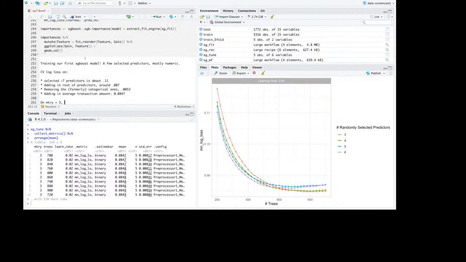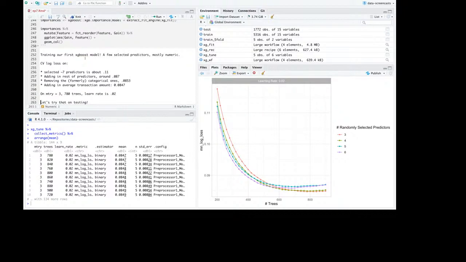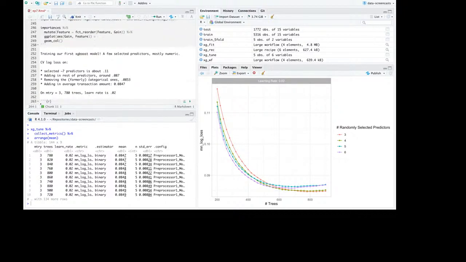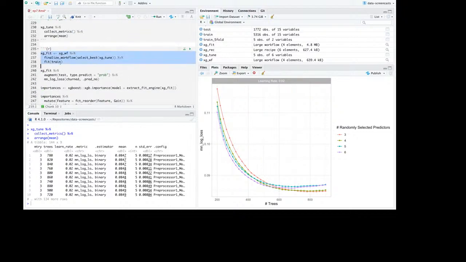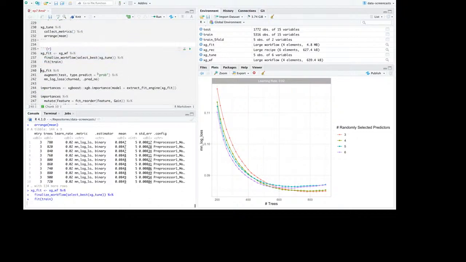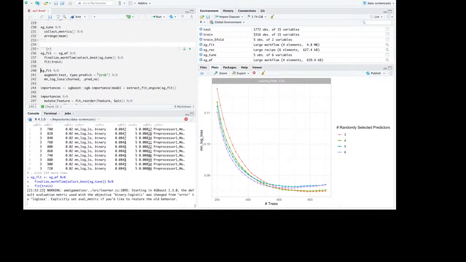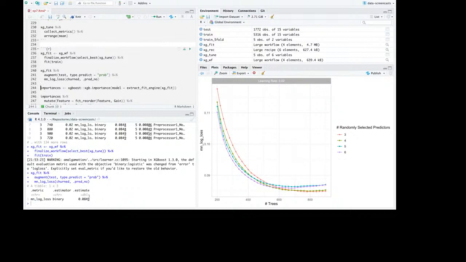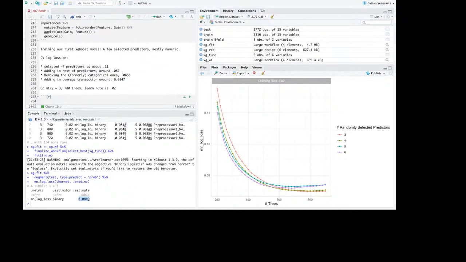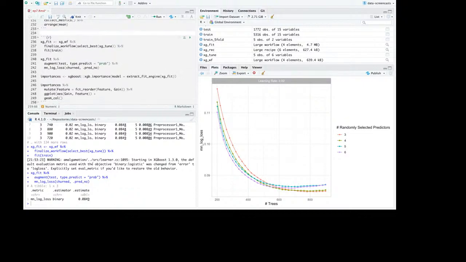mtry 3, 780 trees. Learn rate is 0.02. Let's do our first one by the hour. It's similar to the model we had before, maybe a tiny bit worse, but I'm all right with that. I think the other one's 0.047, whatever.